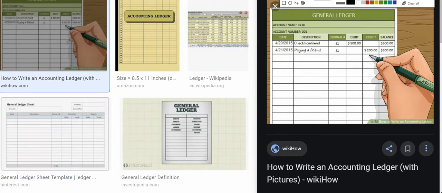So this is the ledger. The ledger is where I keep track of specific accounts. So if I wanted to ask this person how much cash she would have, they would open the ledger page for cash and go to see 300.